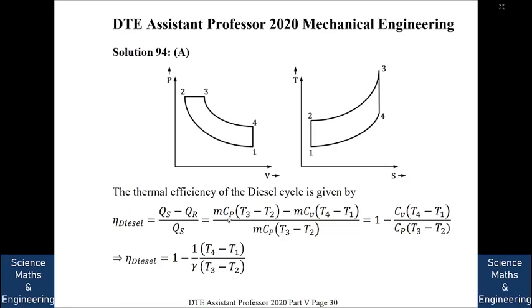So from here you get Qs is m into Cp (T3 minus T2) minus m into Cv (T4 minus T1), divided by m into Cp (T3 minus T2). We get 1 minus Cv by Cp and then (T4 minus T1) divided by (T3 minus T2). So Cp by Cv is gamma, so we have 1 minus 1 by gamma and (T4 minus T1) divided by (T3 minus T2). So our option A is the correct answer.